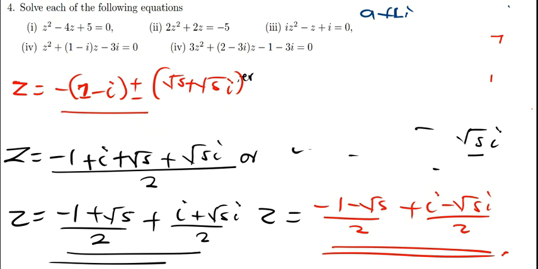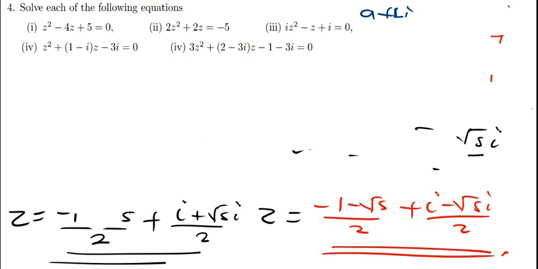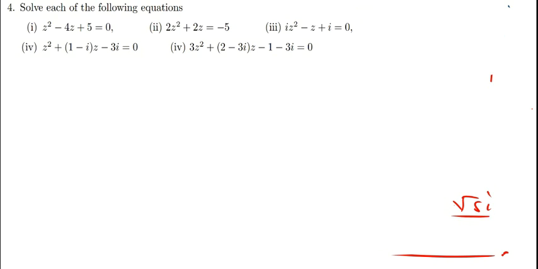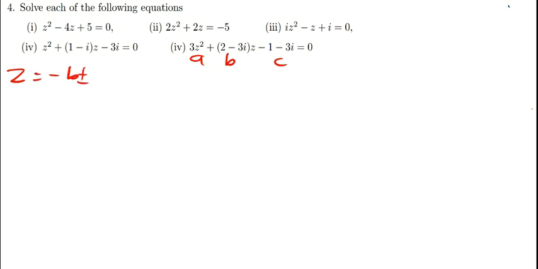Now let's try to solve the last one under equations of complex numbers. So the last one is this question here. I'll still use the same. This is A, B, this is C. So I'm going to have Z equal to negative B plus or minus the square root of B squared minus 4AC, everything divided by 2A.